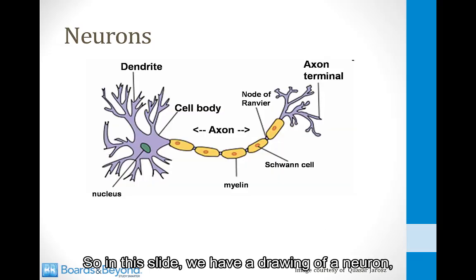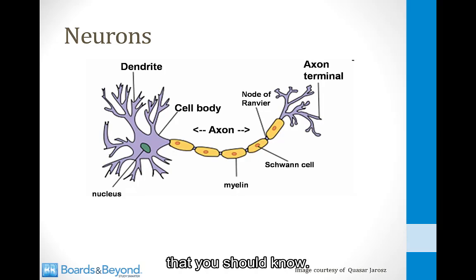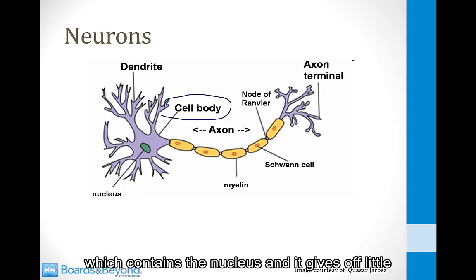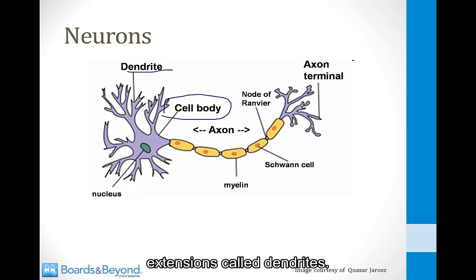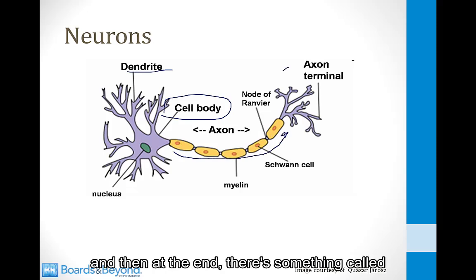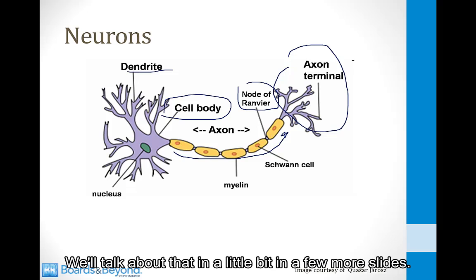So in this slide we have a drawing of a neuron, and let's talk about the parts of a neuron that you should know. So up here at the top is something called the cell body, which contains the nucleus, and it gives off little extensions called dendrites. There's then a long portion called the axon, and then at the end there's something called the axon terminal. You'll notice that this long portion has these myelin sheaths around it with little spaces between them called the nodes of Ranvier. We'll talk about that in a few more slides.